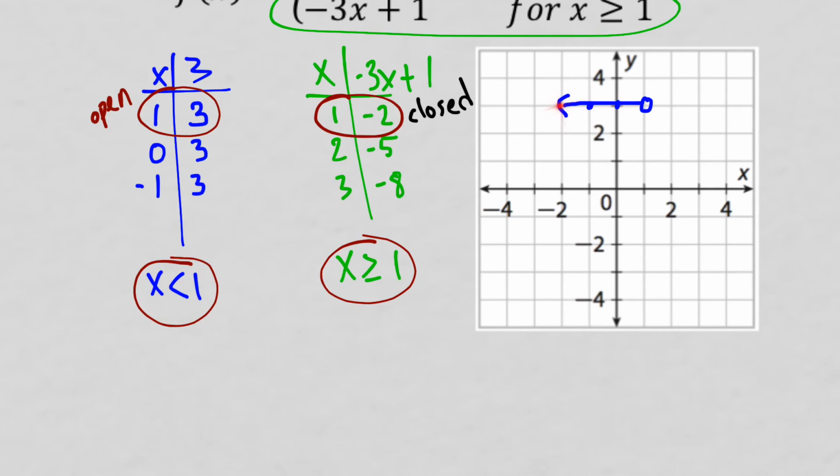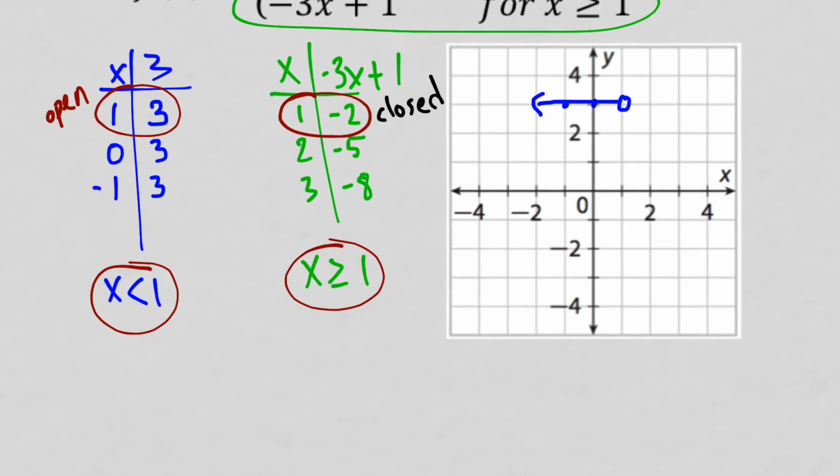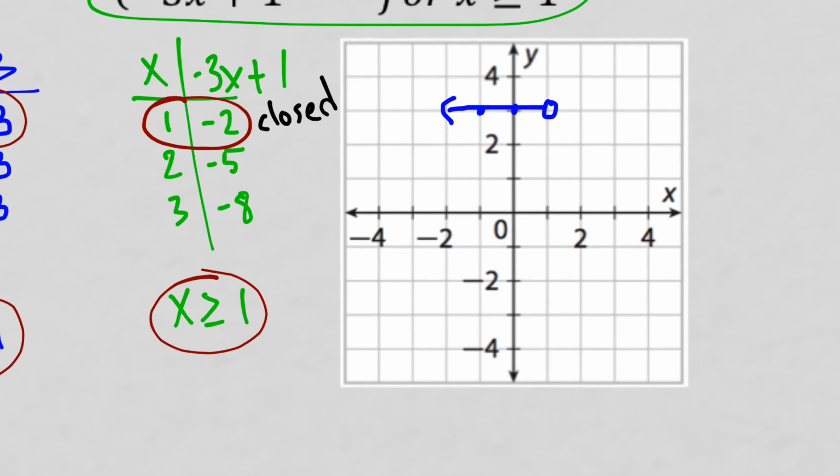So draw an arrow on that side to symbolize that it keeps going. For the green one, start with 1, negative 2. Make a closed circle there. 2, negative 5, which is way down here. And 3, negative 8 is beyond my graph. So those two are enough.